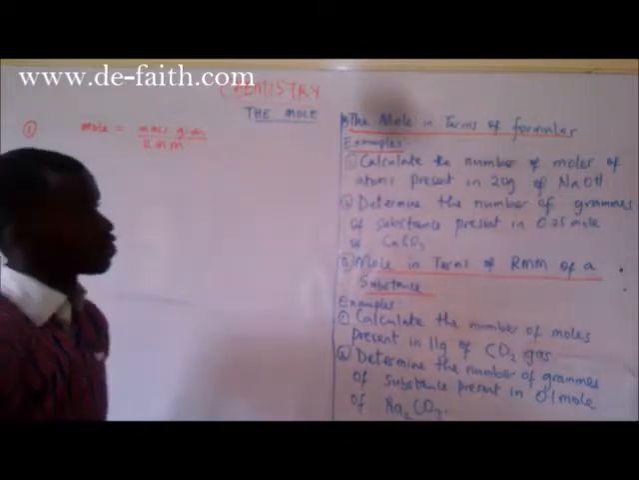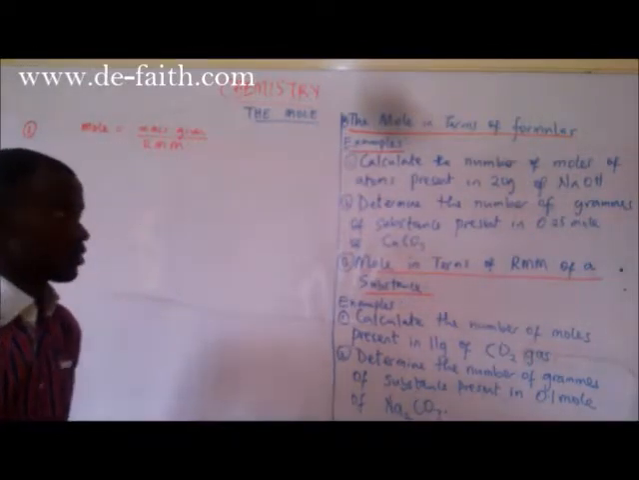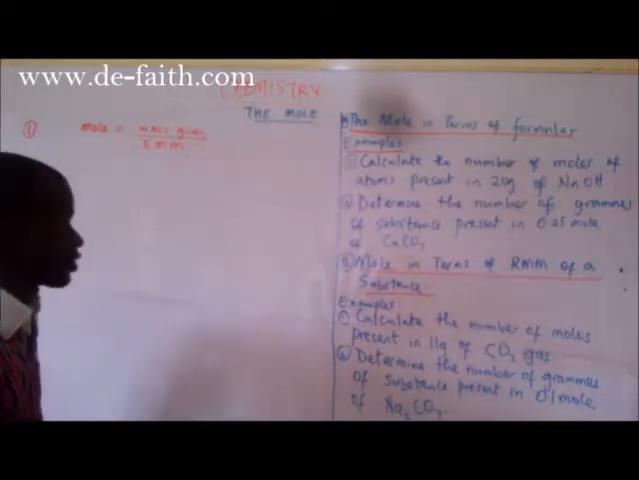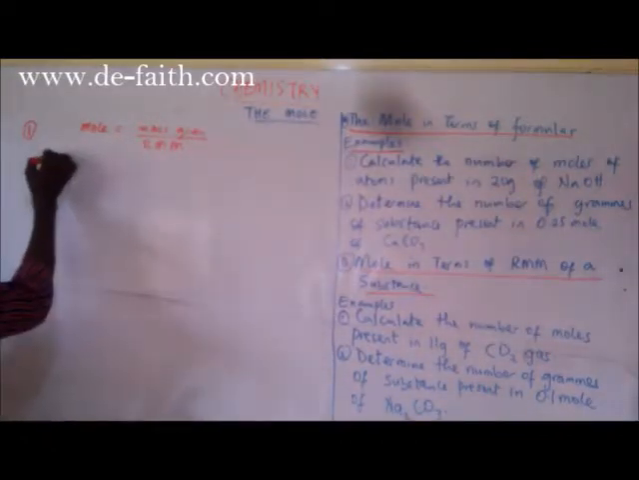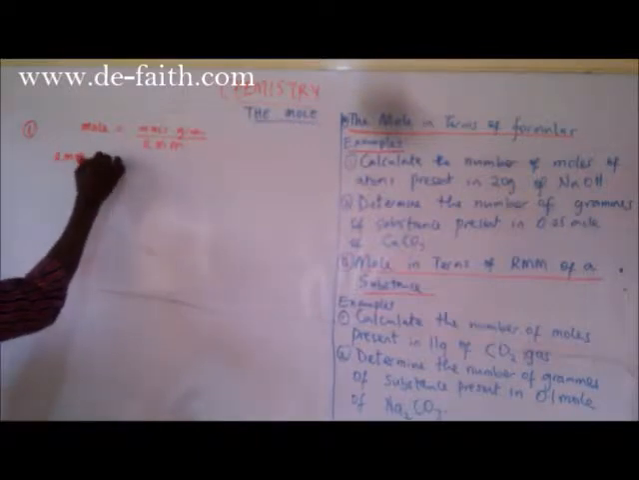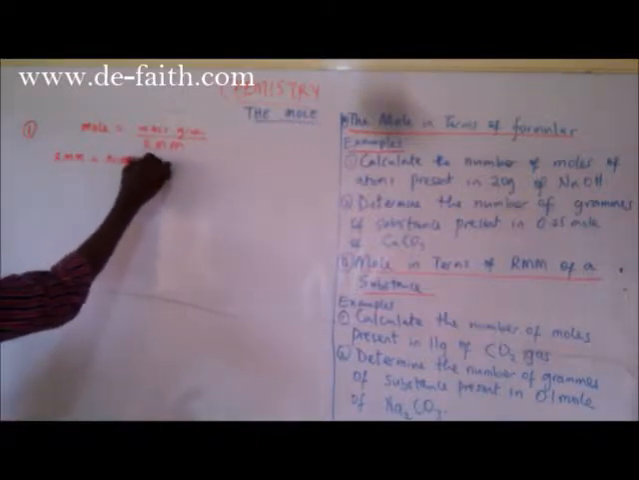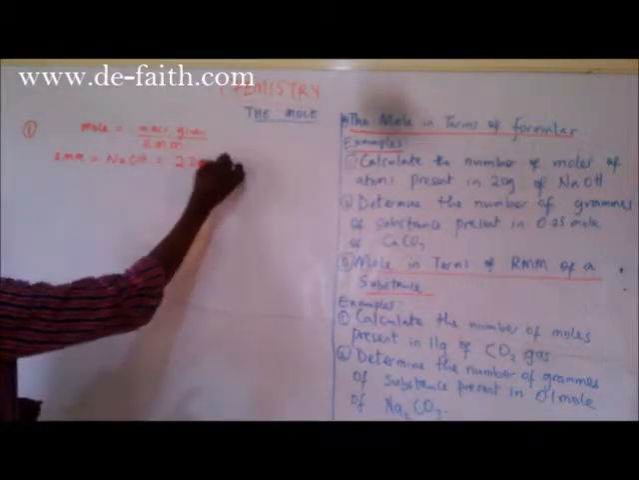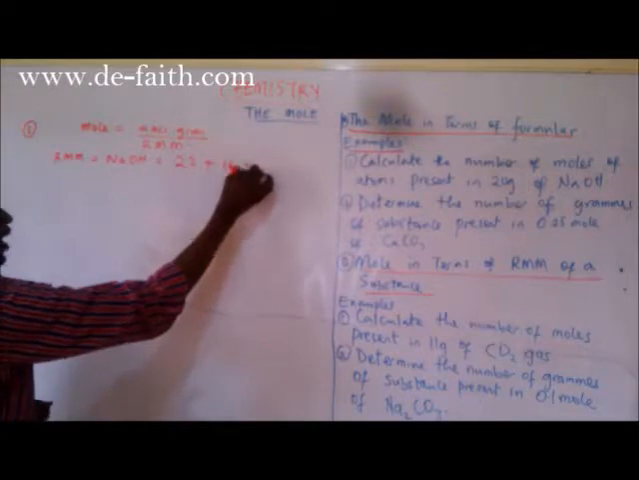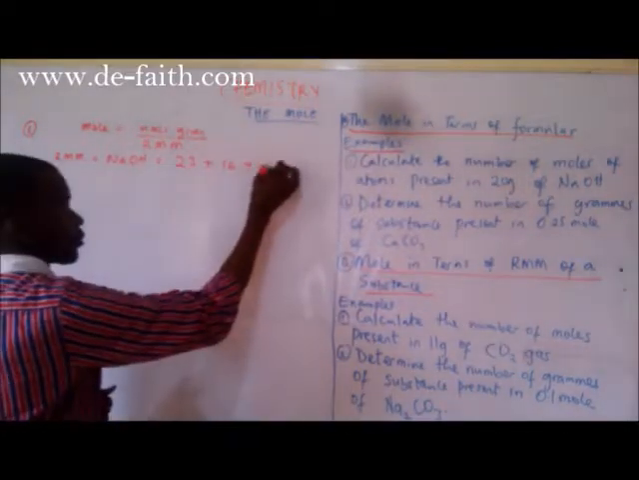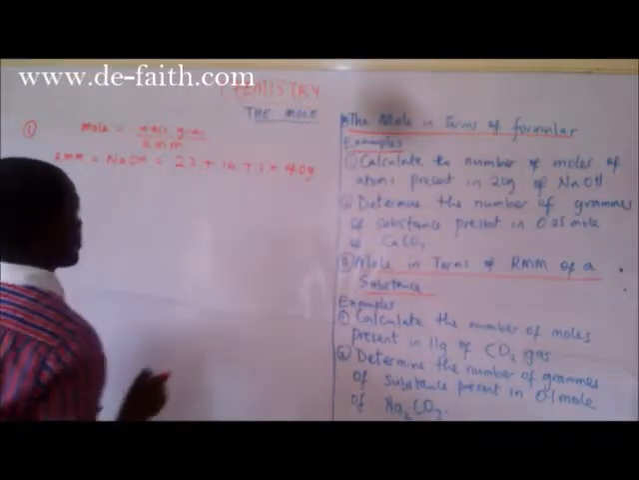We have to calculate the number of moles of atoms present in 20 grams of sodium hydroxide. First, we have to calculate the relative molecular mass of sodium hydroxide. Sodium has a relative atomic mass of 23, oxygen has 16, while hydrogen is 1. So this will give us 40 grams.